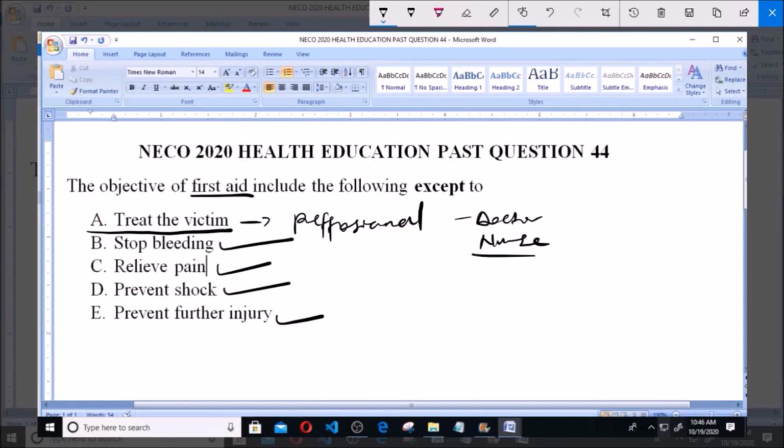It's expected that you prevent the condition from becoming worse. So the answer to this question is treat the victim. It is not the objective of first aid.